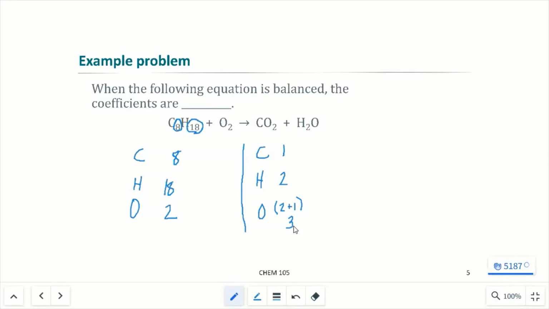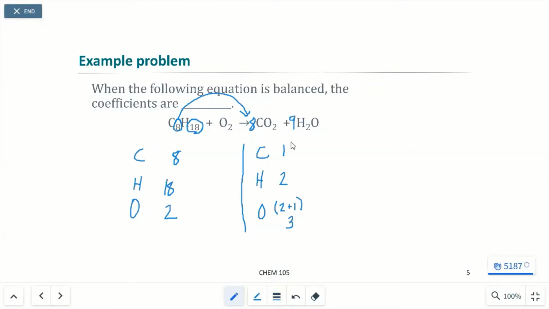If I use this compound as a guide, the carbon is going to influence the coefficient on carbon dioxide, because that is the only place we find carbon in the product. So I have 8 carbons over here. I'm going to turn that into 8 carbon dioxides. And the hydrogen is going to influence my hydrogen in my water. So I have 18 hydrogens. Each water has 2 hydrogens, so 9 times 2 gives me the 18 that I'm looking for.